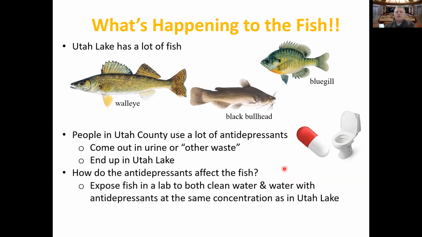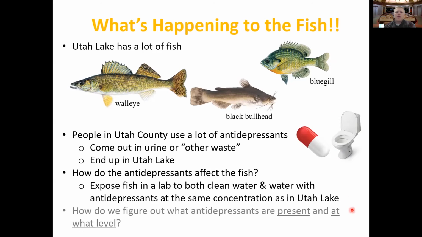So the way that these researchers are going to try and answer this question is they're going to catch a bunch of fish out of Utah Lake. They're going to put them in aquariums, and in some of the aquariums, they're going to just put clean water in. And in other aquariums, they're going to put water with antidepressants at the same concentrations as are found in Utah Lake. But before they can do that, before they can dope up these fish with antidepressants and make them feel better, they first have to figure out which antidepressants are present and at what level.